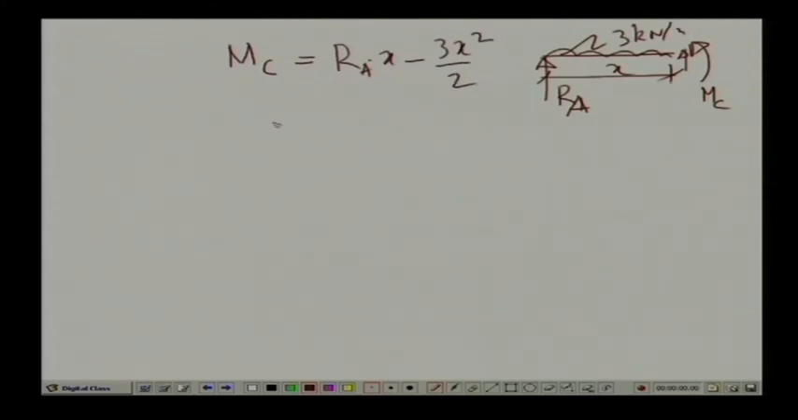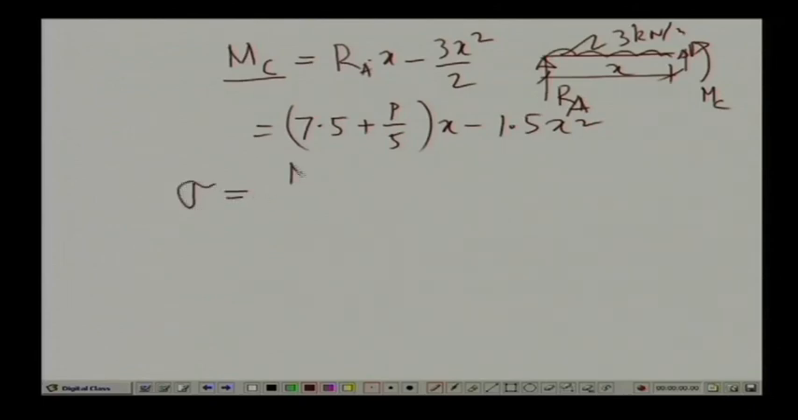Now, R A as we know is equal to 7.5 plus P by 5, this times x minus 1.5 x square. So, this is the magnitude of the bending moment. Now, as we know, sigma is equal to M y by I, or rather sigma equals minus M y by I. Now, here M is positive and y also is positive. So, the top will have the compressive stress.